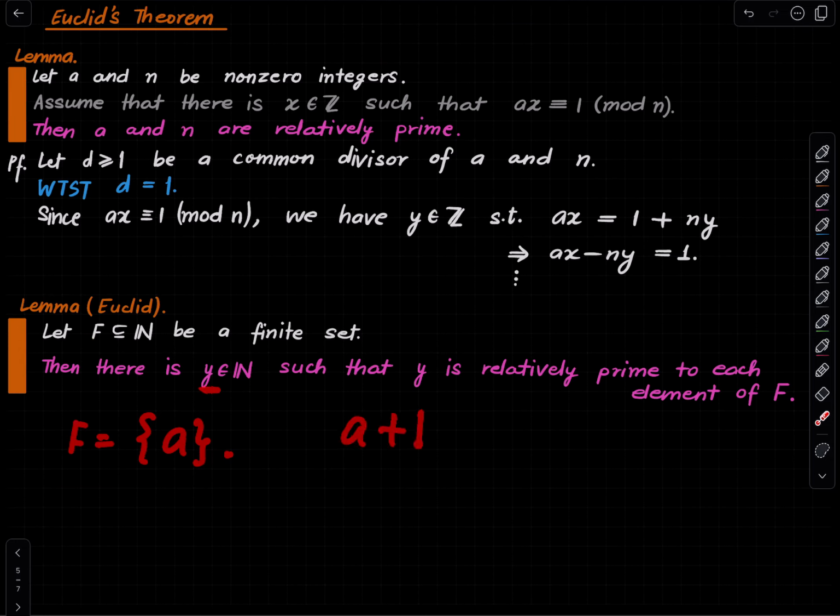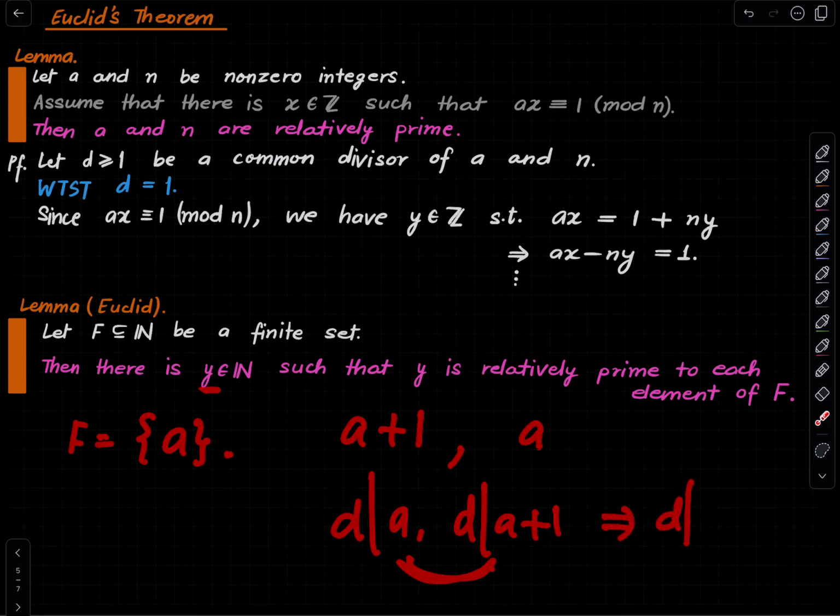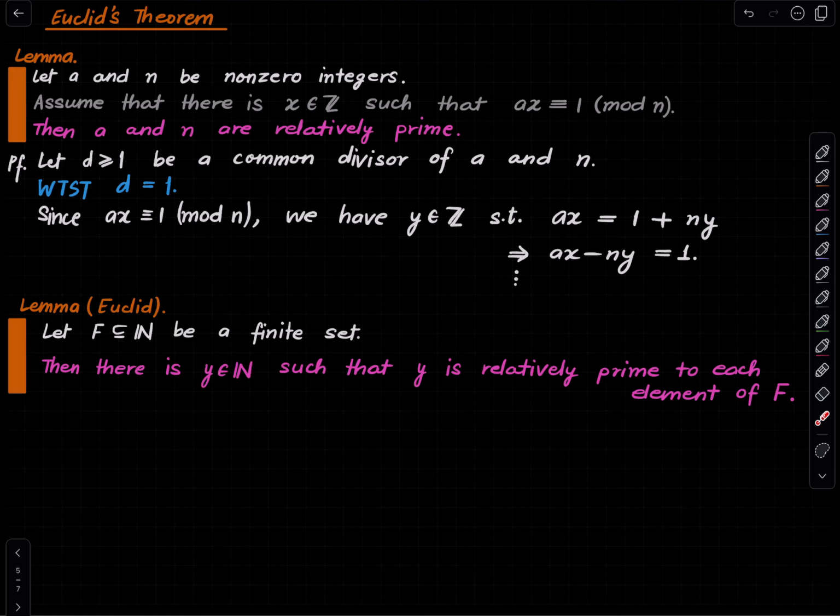A plus 1 will be relatively prime to a. Why is that? If d is a common divisor of a and a plus 1, if d divides a and d divides a plus 1, then d will also divide their difference. So this would mean that d divides 1 because 1 is the difference of a plus 1 and a. But d dividing 1 implies that d is equal to 1 because d is a positive common divisor, and hence the GCD of a and a plus 1 is 1. So when f is a singleton, it is trivial or slightly non-trivial if you will.